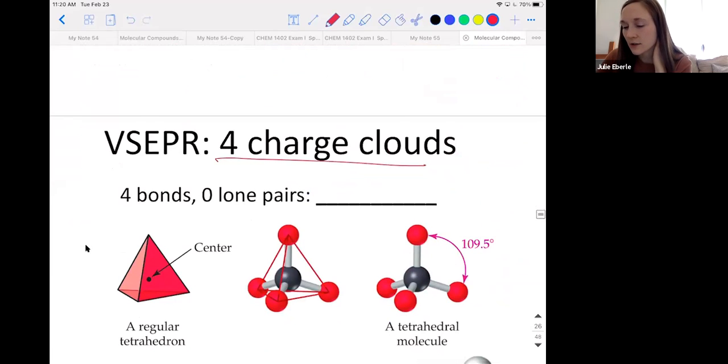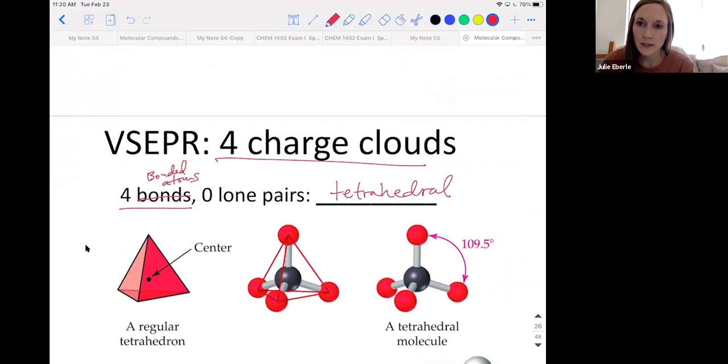Okay, 4 charged clouds. There are 3 ways things can add up to 4 charged clouds. The first example, if you remember from the table earlier, is 4 bonded atoms and 0 lone pairs. We call this tetrahedral.